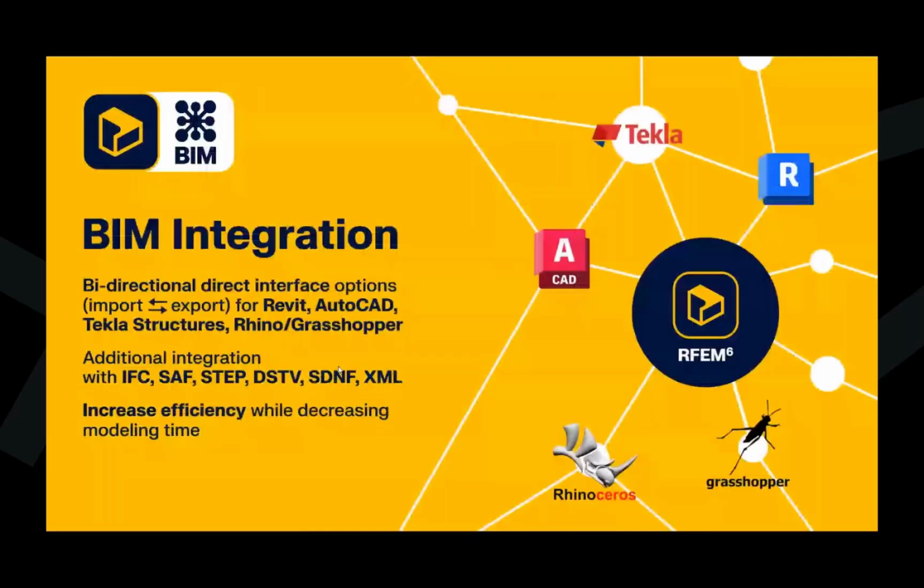So moving on now to BIM integration specific within RFEM 6. We do offer a bi-directional direct interface option. So we can import, export, kind of round trip between the programs listed here, including Revit, AutoCAD, Tekla, Rhino, and Grasshopper. The reason why I listed a direct interface is that these two programs are speaking directly to one another locally on your computer. We're not sharing some commonly shared file extension between the two programs to exchange data, but rather those two programs are directly exchanging data together locally on your computer.